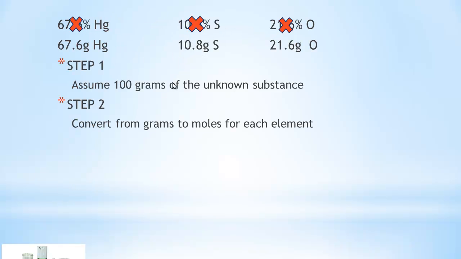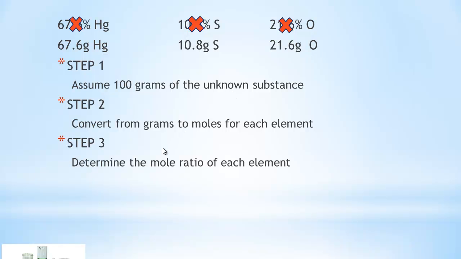So for mercury, if we had 67.6 grams of mercury, we're going to set that up by showing our molar mass as our conversion factor. So for every 1 mole of mercury, we have exactly 200.59 grams of mercury. That would come directly from the periodic table. And we're going to do the same thing for each of the other two samples here, the sulfur and the oxygen that were also found in that compound.